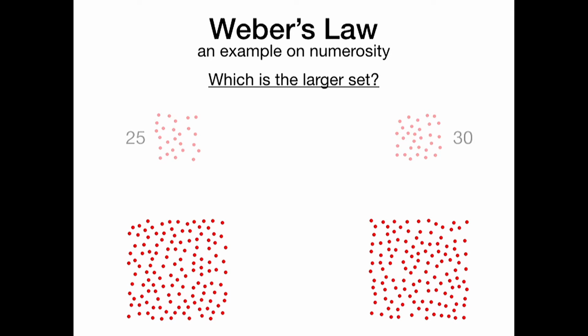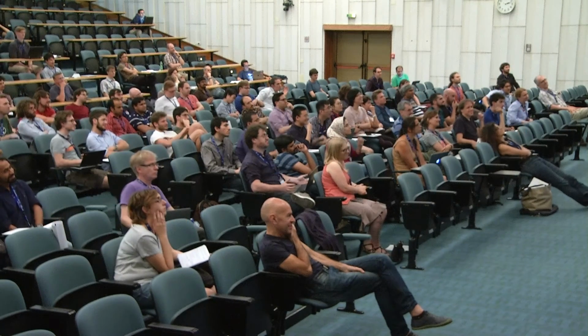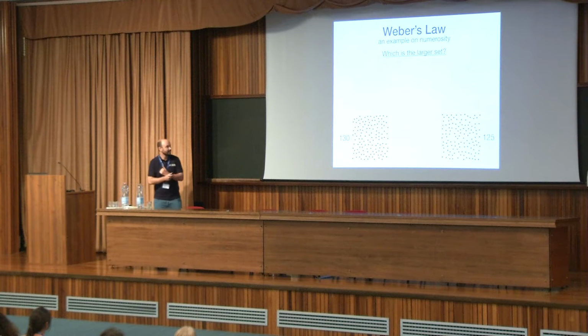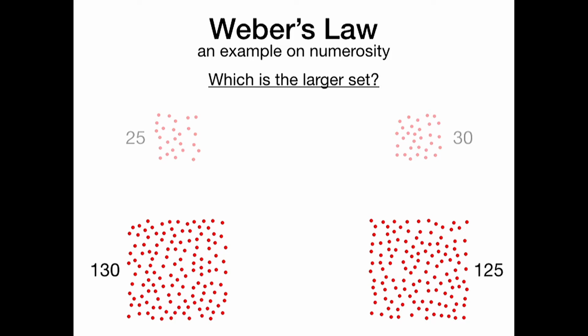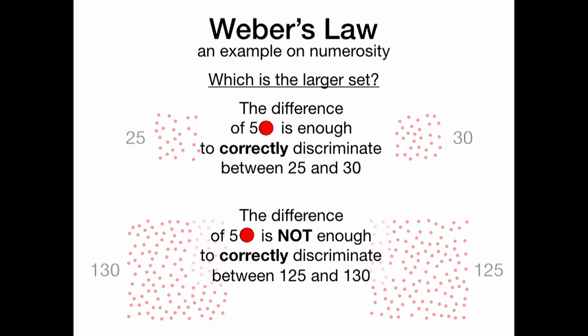So please raise your hand if you believe this is the larger set. And now please raise your hand if you believe this is the larger set. Okay, still you did pretty well, but there were many more errors. Why were there many more errors, and not everybody could reliably distinguish the same difference? Because the difference was still 5, but 5 is enough to correctly discriminate between 25 and 30, but it's not enough to correctly discriminate when we have larger sets.